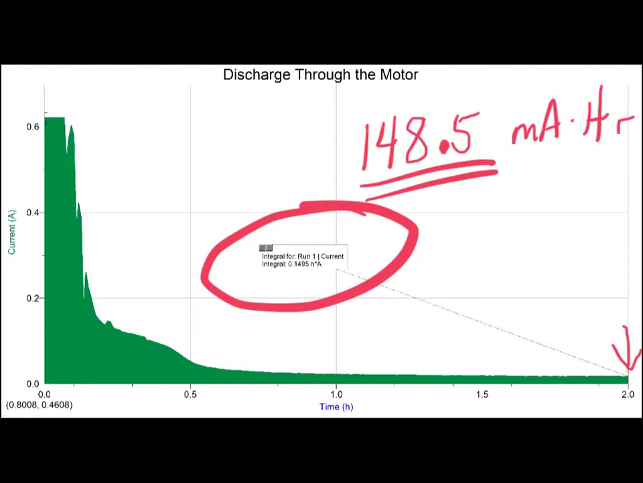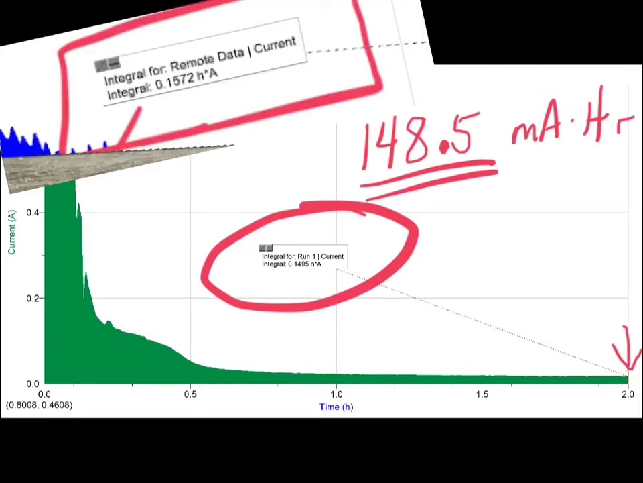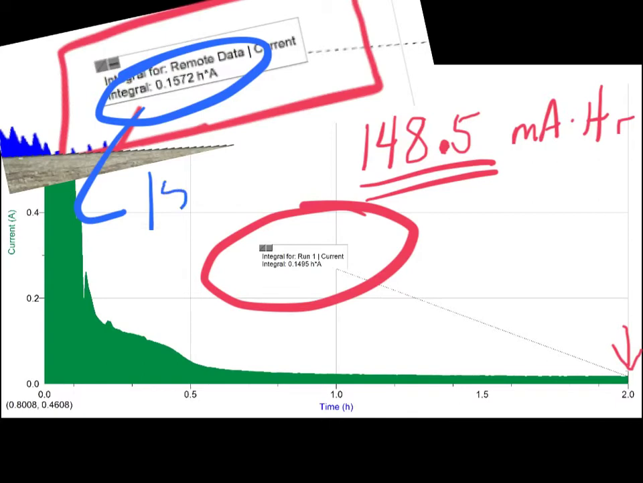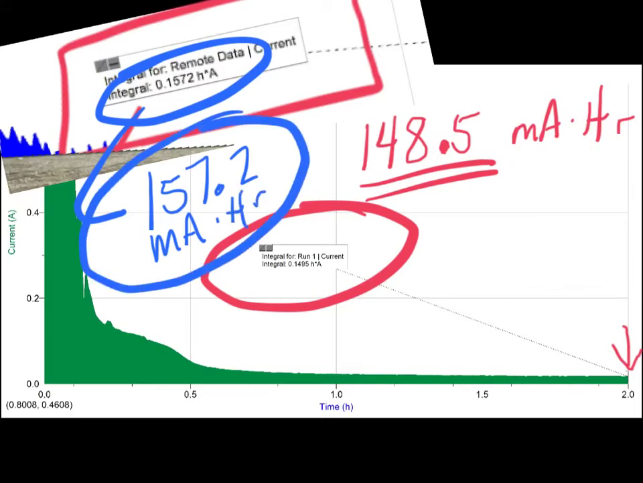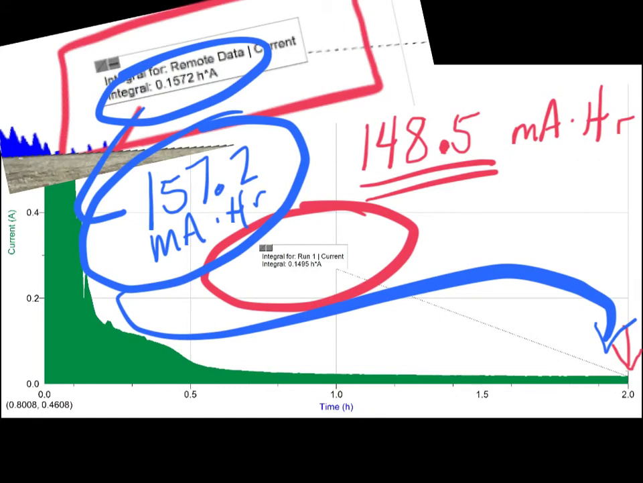Remember that the charging data told us that we had a total charge of 157 milliamp hours put into the battery. And since at the end here we didn't actually totally discharge it, there's still a little bit of charge left in the battery.